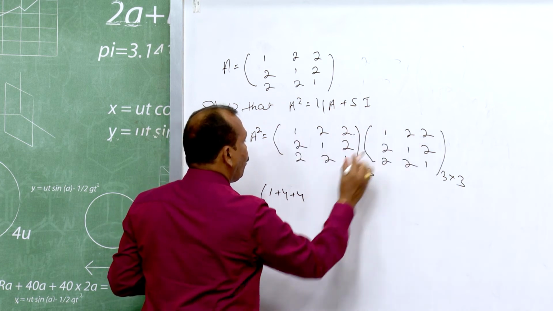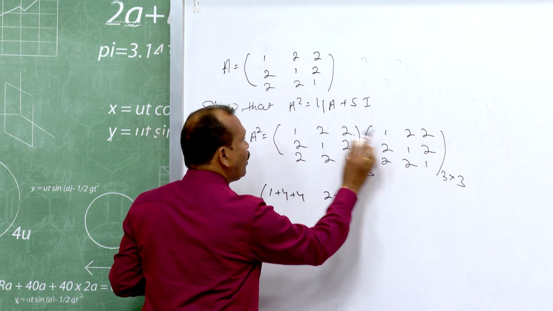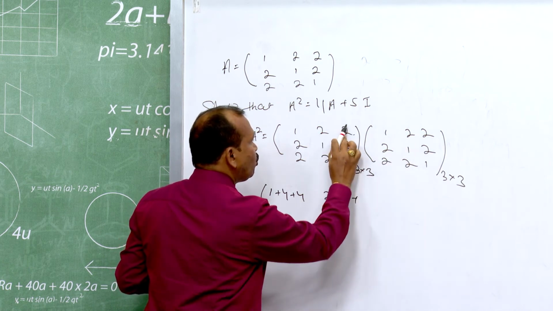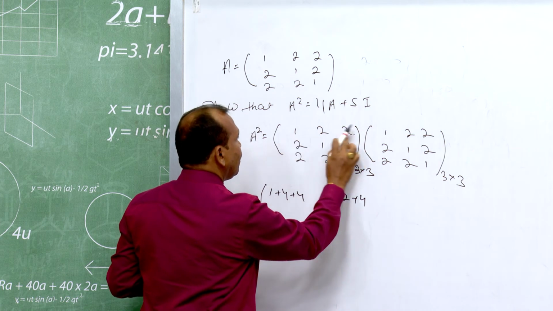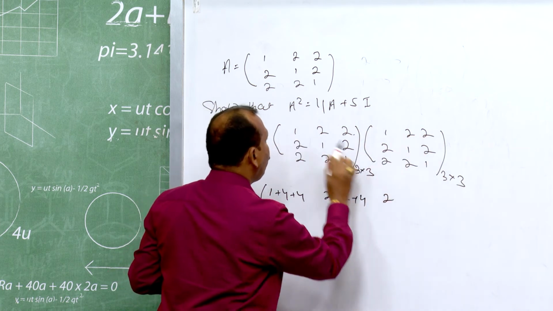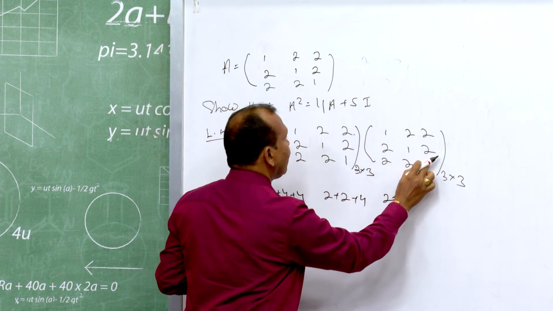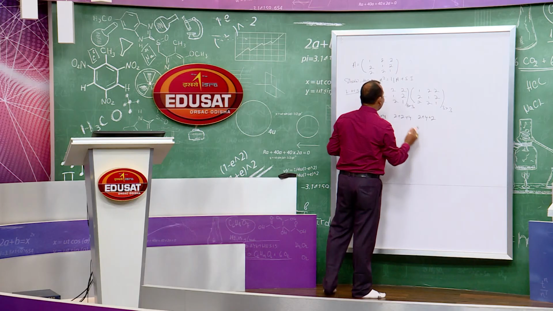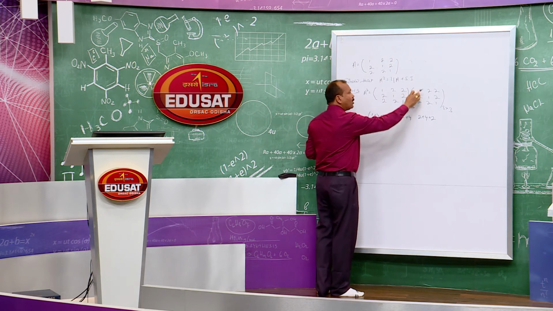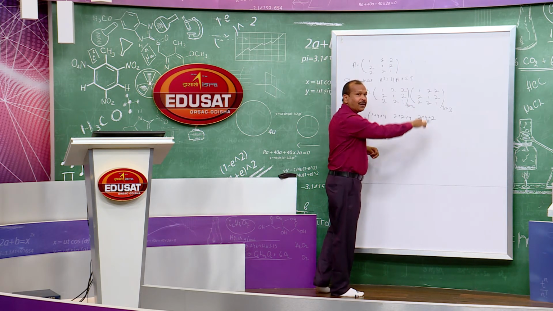Then 1 into 2, that is equal to 2, plus 2 into 1, plus 2 into 2 is equal to 4. Then 1 into 2 is 2, 2 into 2 is 4, plus 2 into 1, that is equal to 2. Similarly, second row with first column, second column and third column.